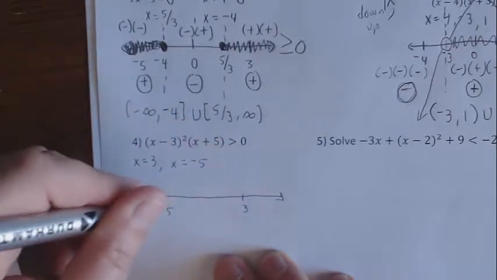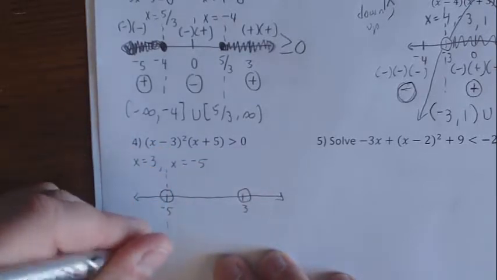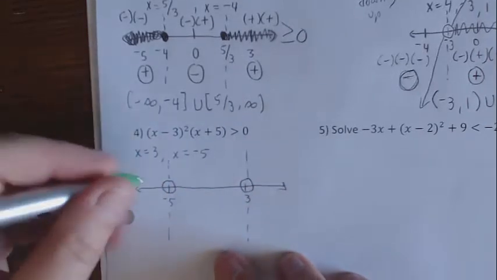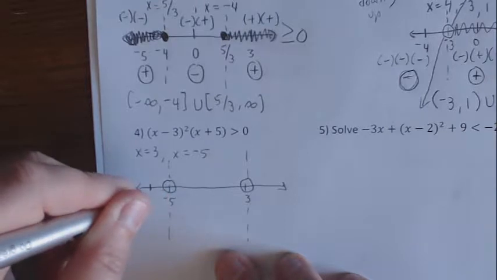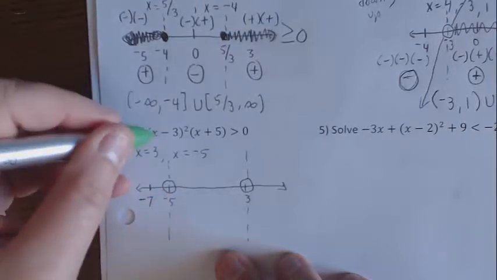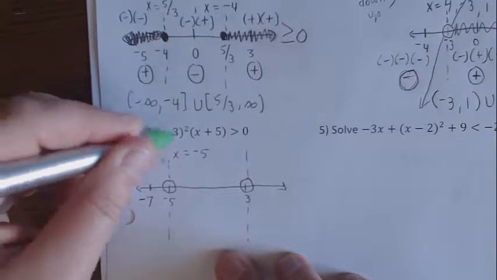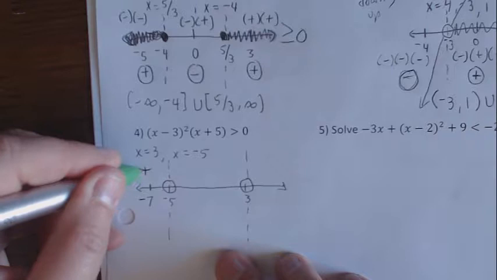So make sure you put the zeros in the right order. -5 goes to the left and 3 to the right. It's greater than 0, so we leave those holes open. We don't color them in. We'll put some test values in. Let's put -7 in. Now when you put -7 in there, you get -10, right? But you square that, and so that becomes a positive.